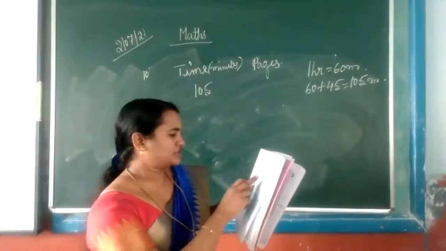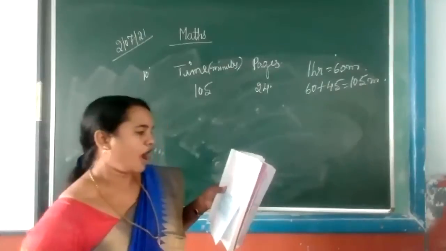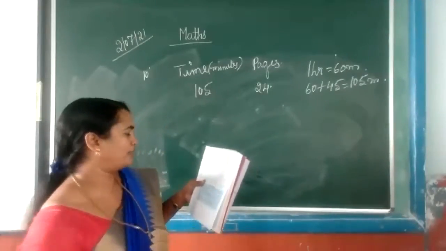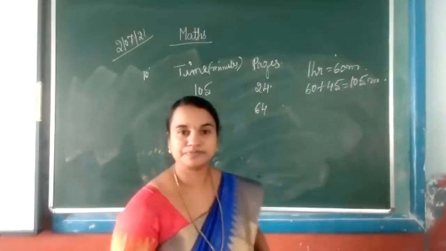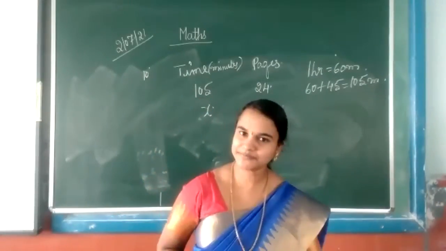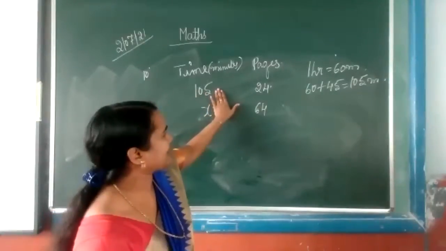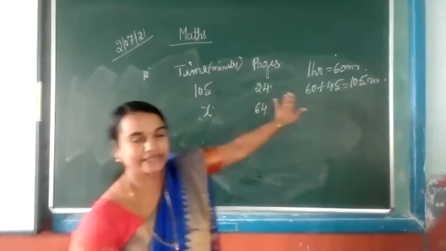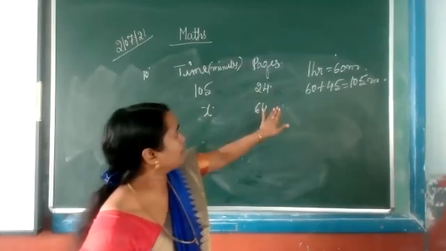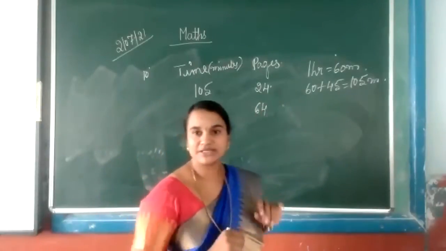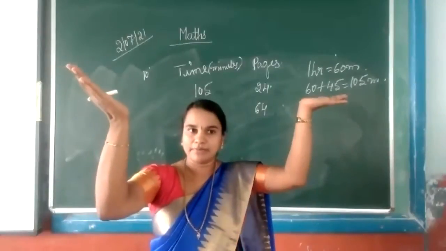He can compose 24 pages. How long will he take to compose 64 pages? So time we have to find out. Clear? So what will we do? If he is taking 1 hour 45 minutes, he can compose 24 pages. If he wants to compose 64 pages, will he take more time or less time? He will take more time, isn't it?